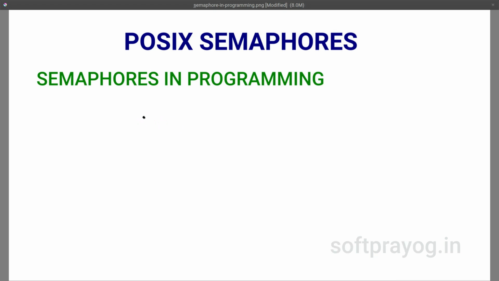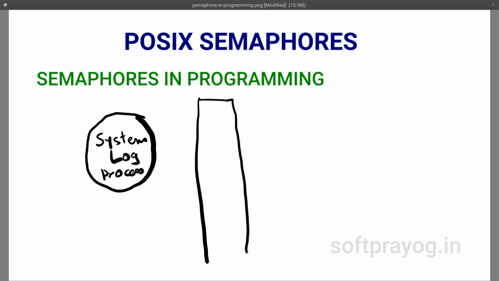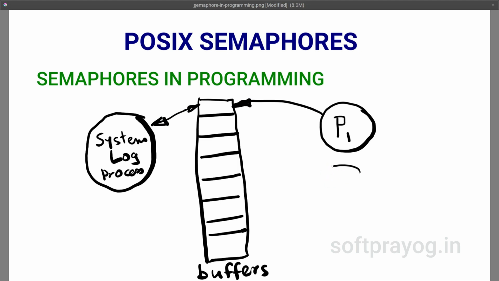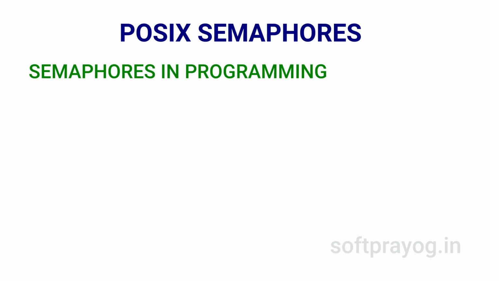Another example, suppose there is a system log process whose job is to log messages to a central log file. Any process that wants to log a message writes the message in a central buffer and signals the system log process, indicating that a new message is to be logged. This signaling can be done by using semaphores. Remember, there may be a lot of processes wishing to write log messages around the same time. We have seen some examples where semaphores are useful.